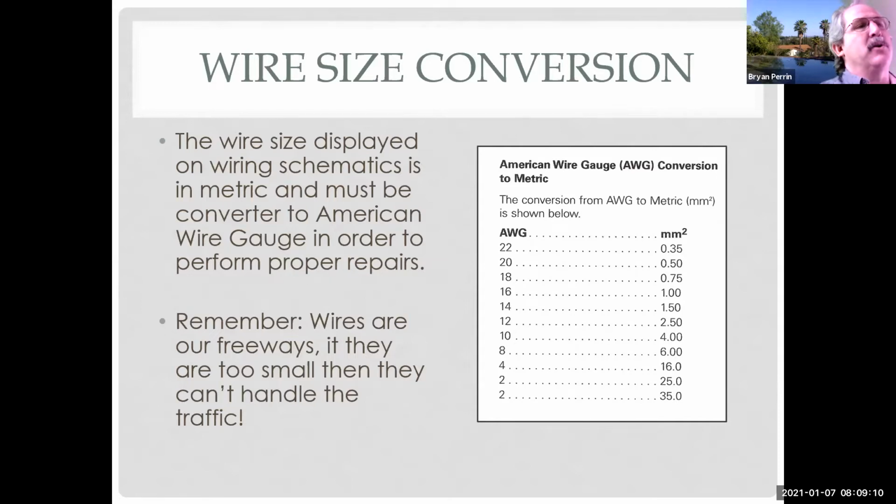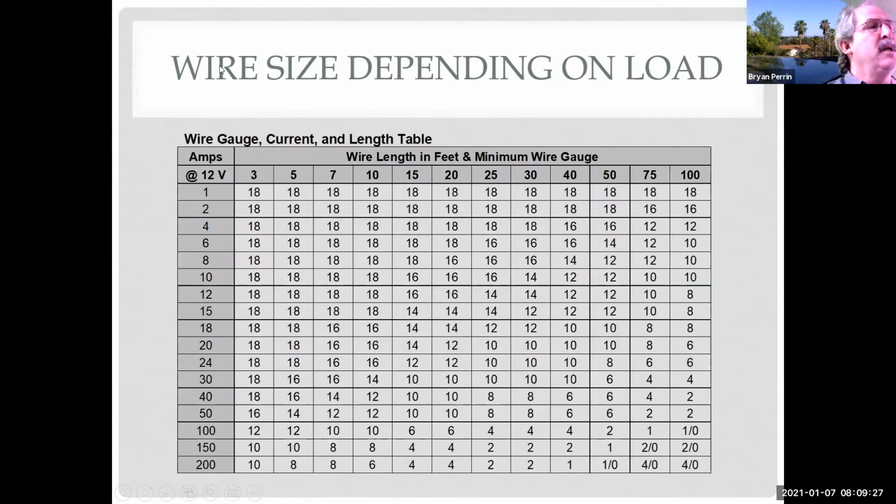So we talked about our wire size yesterday because wire size is shown on the schematic. And a lot of times it's in millimeters on the schematic. So we can convert it over to American wire gauge, which is what we sell wire in here. And then also I have a chart in here, which is the wire size depending on load. So at 12 volts, depending on how many amps I'm using and how long my wire is tells me really what the minimum gauge is.